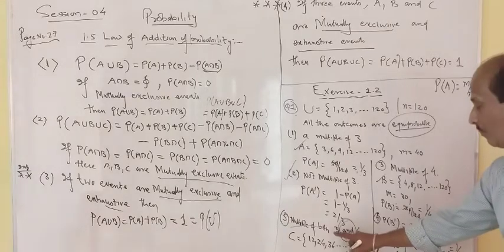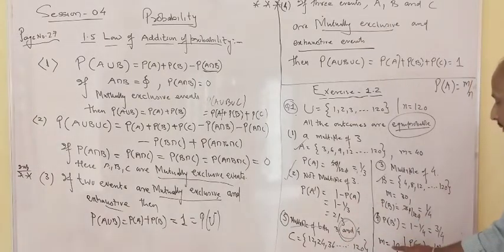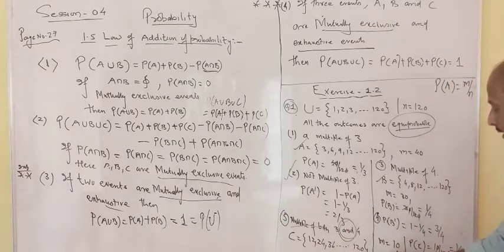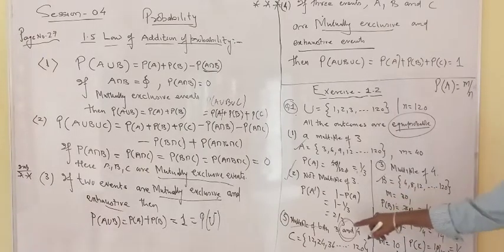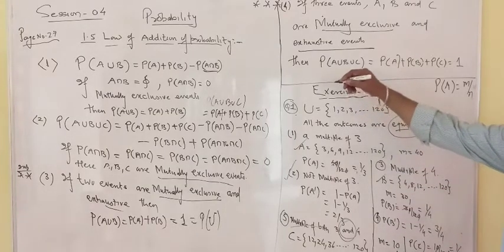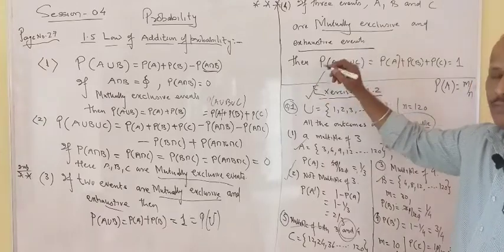So multiple of both 3 and 4, total members will be 10. You count it out: 12, 24, 36, 48. In that way, you will get the 10 members. So I call this event C. Probability of C is 10 by 120. So the answer will be 1 by 12. And again, it's not given in your book. If they say not a multiple of both 3 and 4, then 1 minus 1 by 12, you will get the answer 11 by 12. So this is one very important question of exercise 1.2.